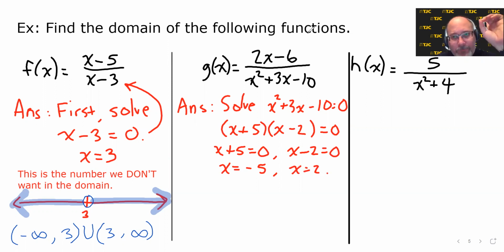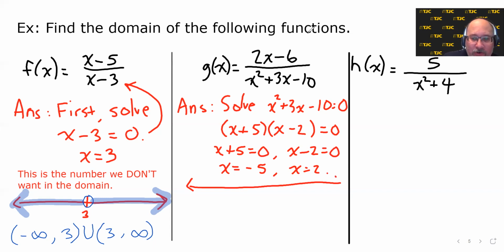But be careful. This is not the domain. These are the numbers that we want to exclude, because these are the numbers that make the bottom equal to 0. So keep in mind, we want what makes the bottom non-zero, but we find it by first finding what makes the bottom equal to 0. Since x equals -5 and x equals 2 makes the denominator equal to 0, that means our domain would be everything except those two numbers.